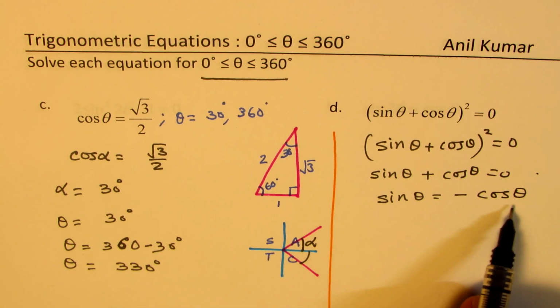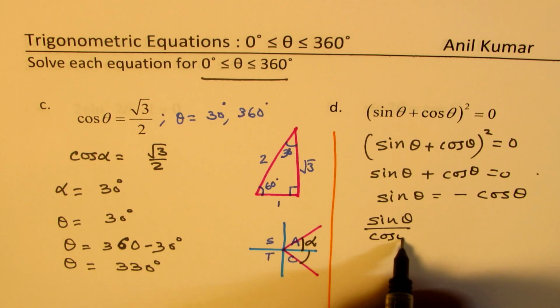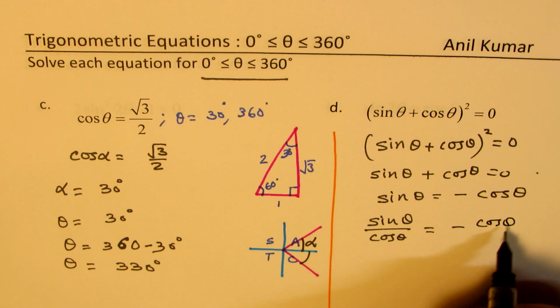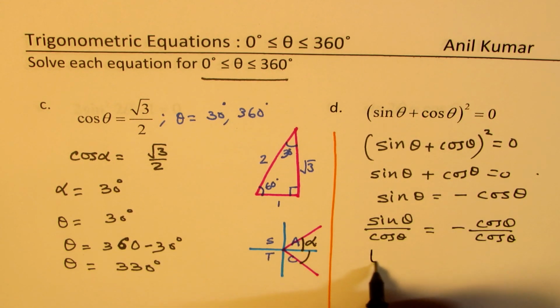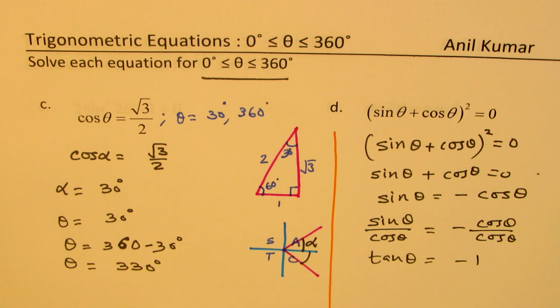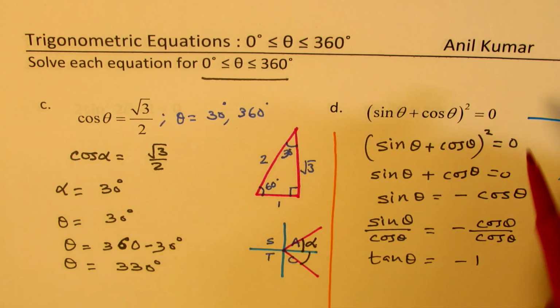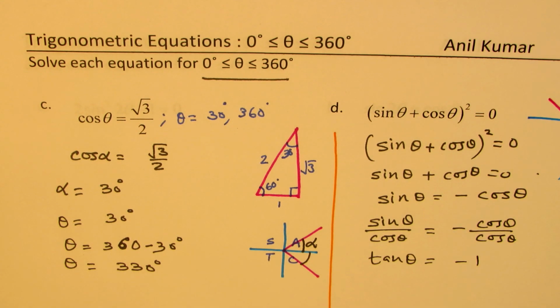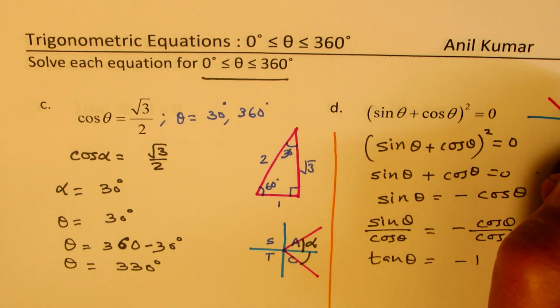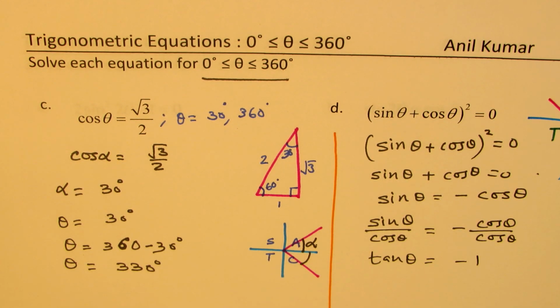Now, we can divide both sides by cosine. We get sin theta over cos theta equals minus cos theta over cos theta, right? So this is tan theta. So tan theta equals minus 1. So tan is negative. In which quadrant do we get the solution this time? Tan is negative means we have solution in quadrant 2 and quadrant 4. Since all are positive here, sin is positive here, tan is positive in quadrant 3 and cos in quadrant 4. We are looking for a negative value, means quadrant 2 and quadrant 4.